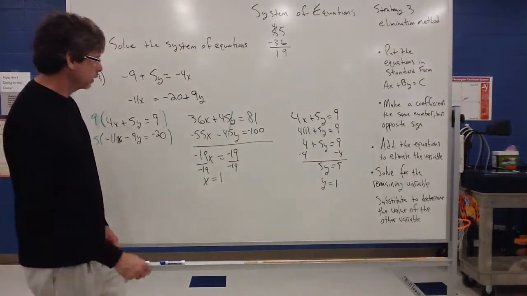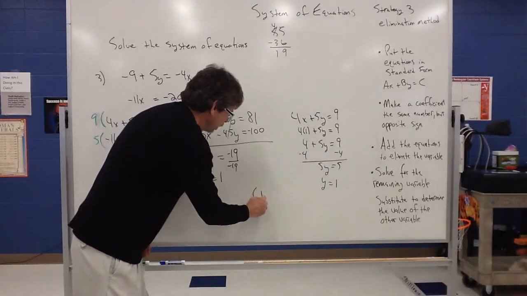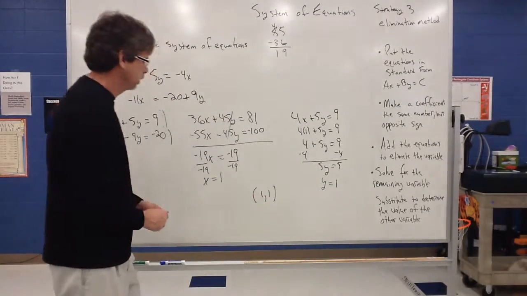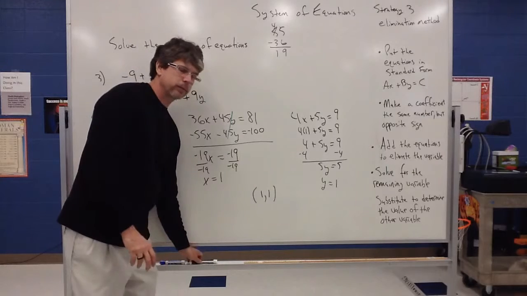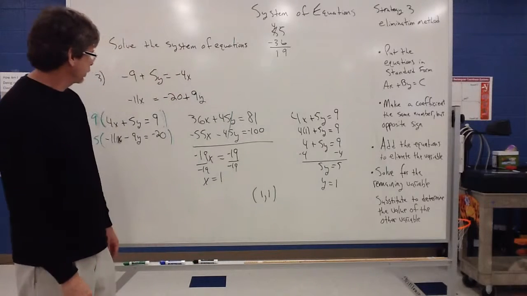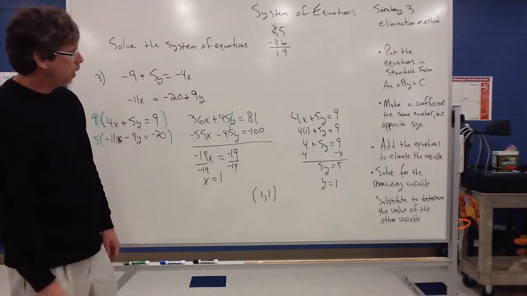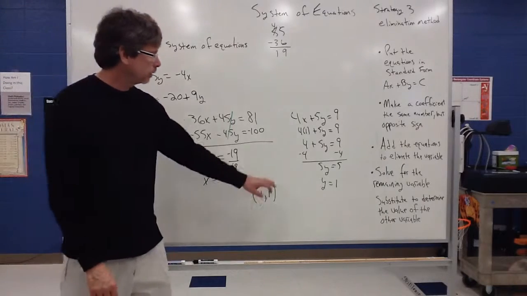So that one actually turned out a lot better than the other one. So we have 1, 1 as our solution. Okay? So that one worked out pretty nicely. I like whole number math. I feel a lot better with it.